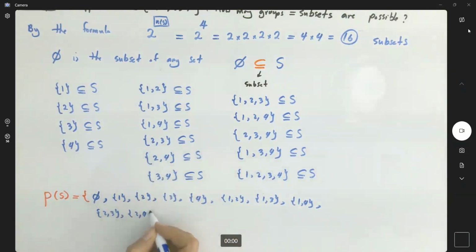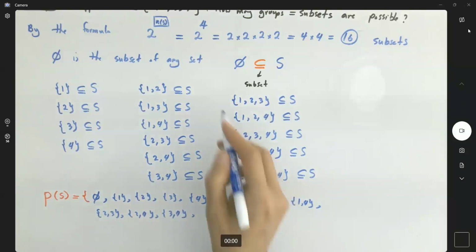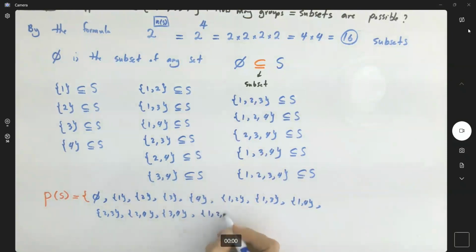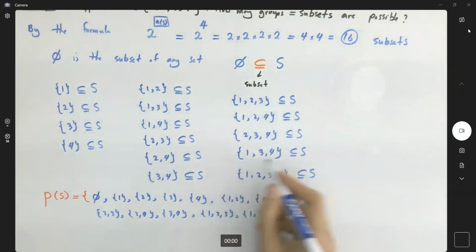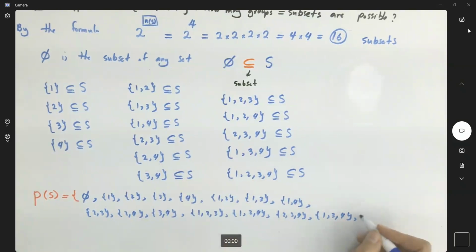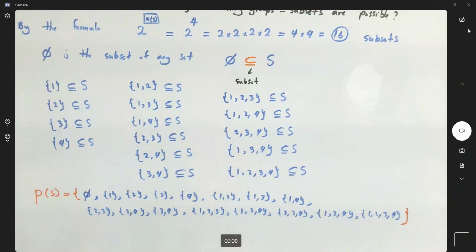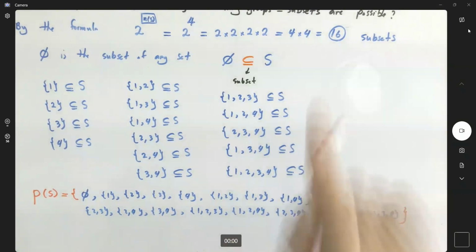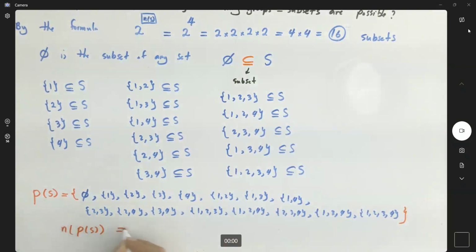Set including two and four, set including three and four, and the sets with three members: one, two, three; one, two, four; two, three, four; 1, 3, 4; and finally set S itself, which is 1, 2, 3, 4. And this is your power set of S. The cardinality of this set, as we know, is 16. It has 16 members. The original set has four members. The power set has 16 members. All are possible subsets for set S.